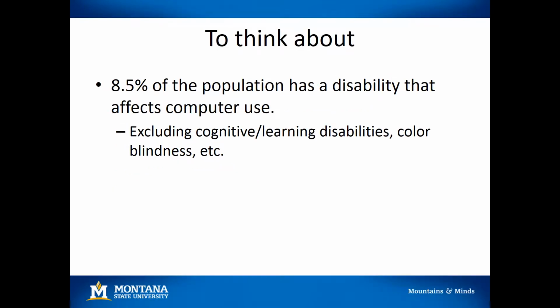So, something to think about. We have 8.5% of the population that has a disability that affects computer use. 8.5%. And this is excluding cognitive learning disabilities and people with color blindness. So the percentage is even larger, but 8.5% of the population has a disability that affects computer use.